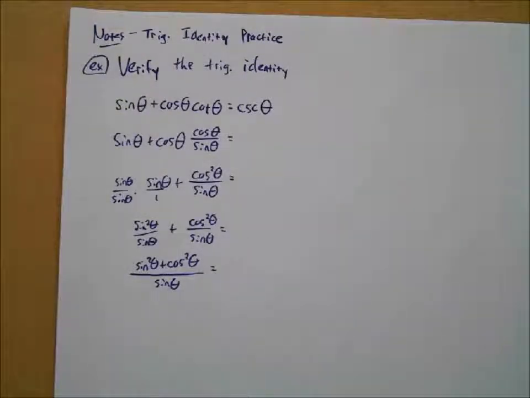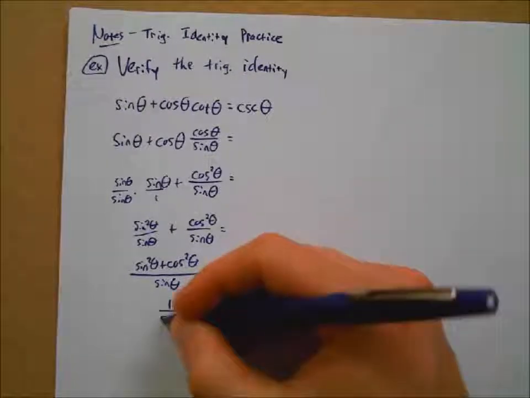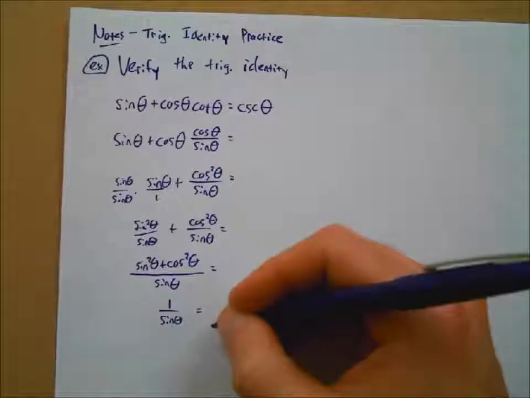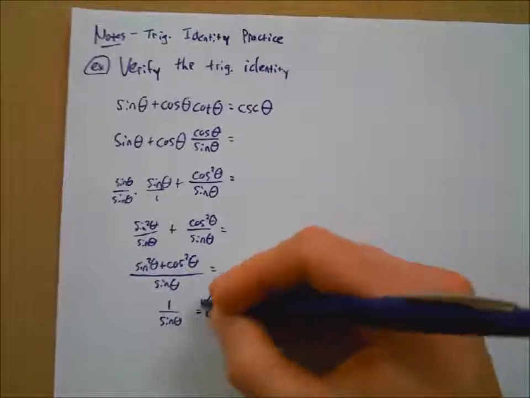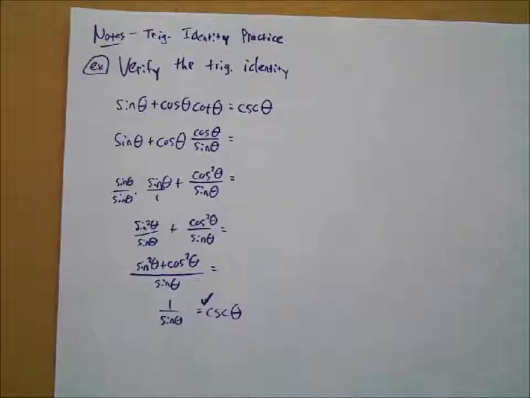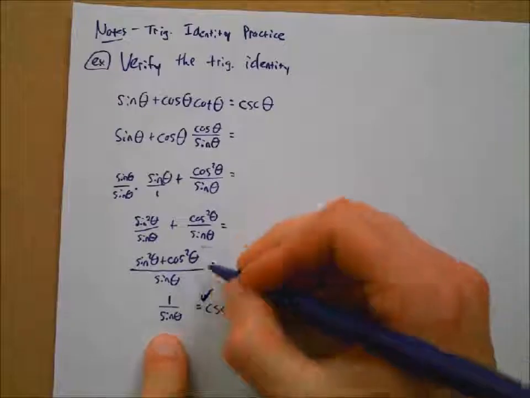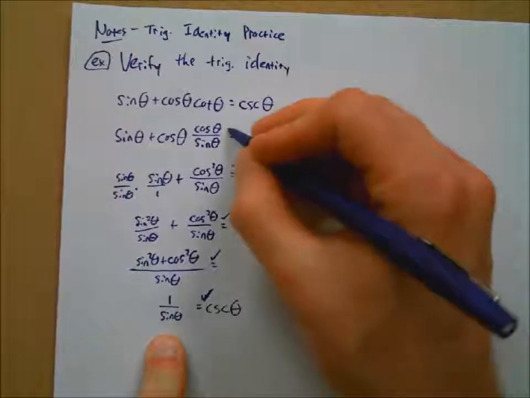And what is 1 over the sine of theta? Cosecant of theta. So there's our answer. Check. It works. Okay. So since this is equal, that means those are equal, those are equal, those are equal, those are equal, and those are equal.